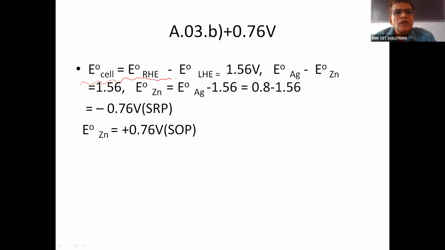E0 combination is half cell potential of right hand electrode minus half cell potential of left hand electrode. So that is actually the potential difference between the right hand half cell and the left hand half cell. The silver is at right, zinc is at left. So the difference gives you 1.56. From that you are going to find standard reduction potential of zinc with a minus. Then if it is oxidation potential, only the sign changes.